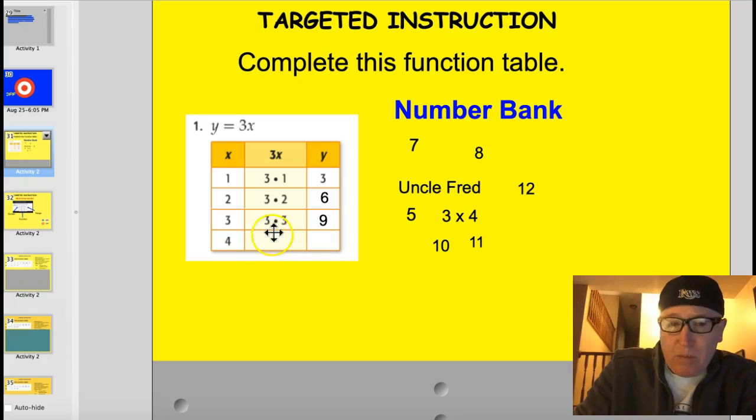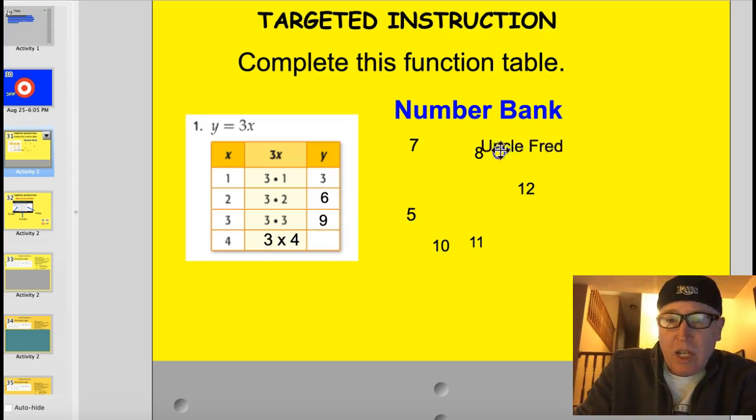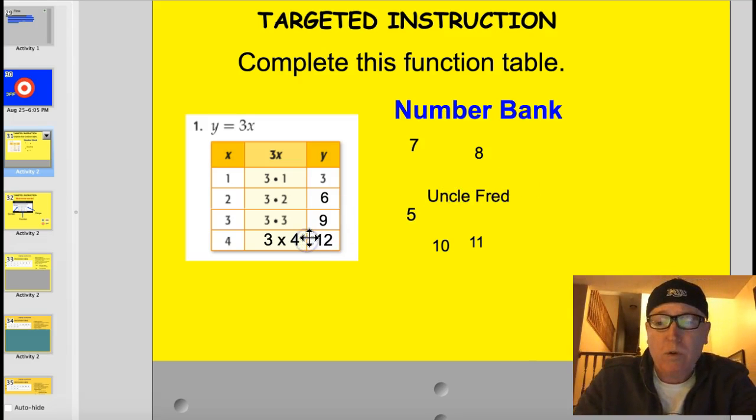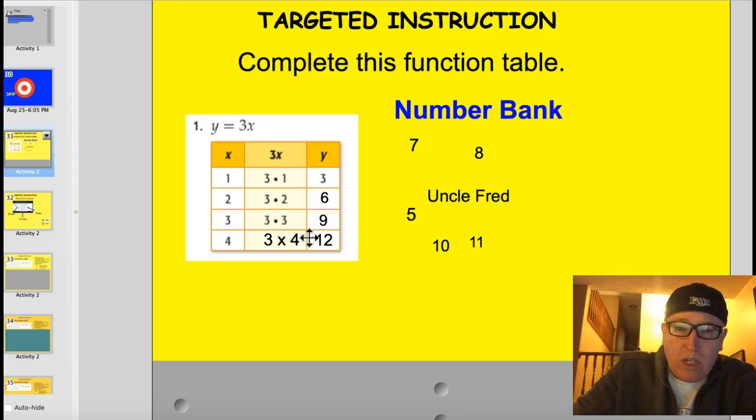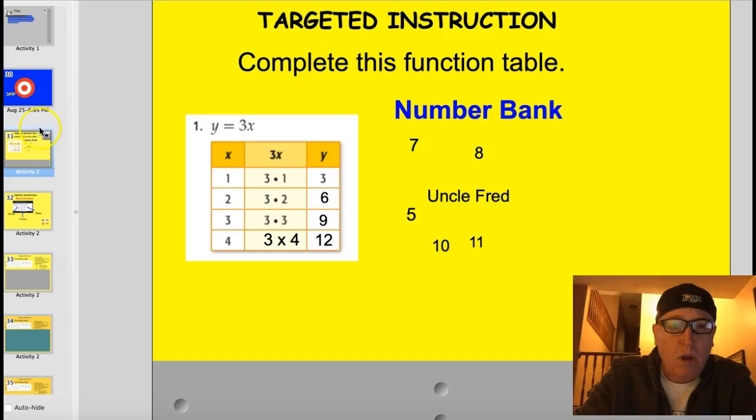Now we've lost the function, but we still know what the pattern is here. It's 3 times x. If x is 4, it's going to be 3 times 4. And that equals Uncle Fred. Actually, that equals Uncle 12. If for any of these boxes you thought Uncle Fred was the correct answer, I need you to stop the video, tell your parents you need to seek immediate medical attention. There might be something wrong with you.